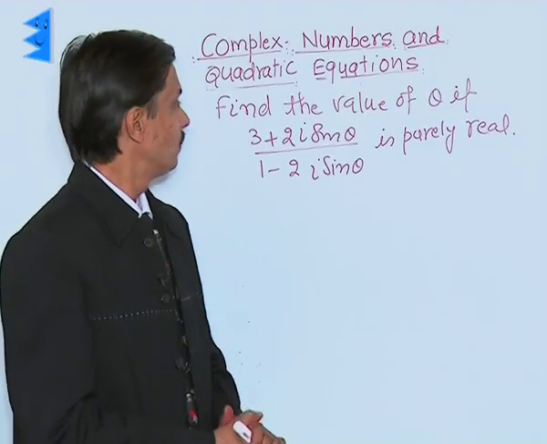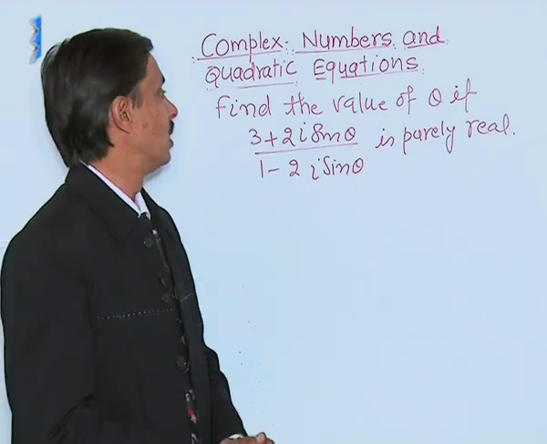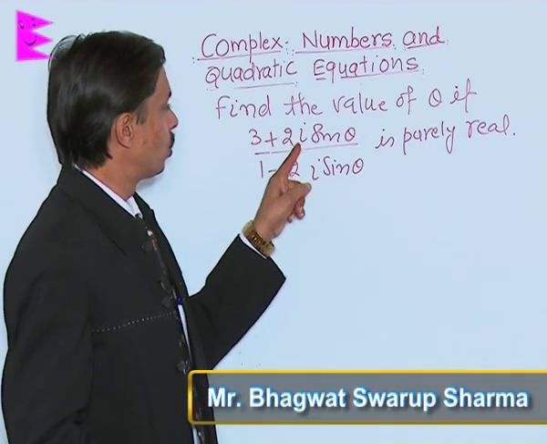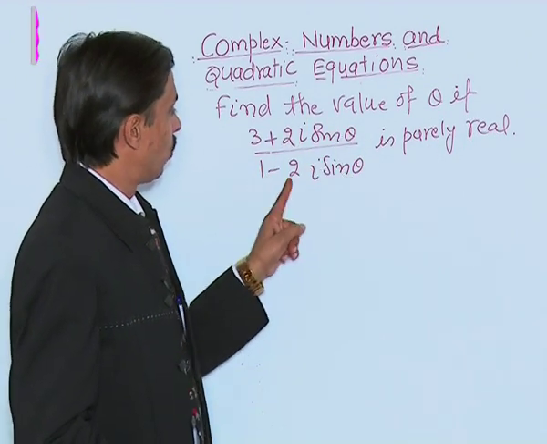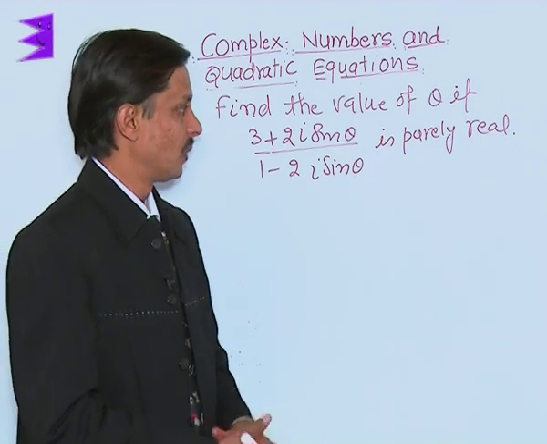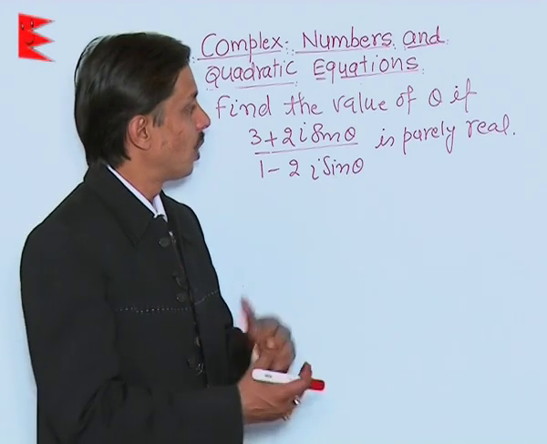Now the next problem, where the value of theta is required under some condition. Find the value of theta if (3 + 2i sin θ)/(1 − 2i sin θ) is purely real. It's not a complex number, it has to be real. For what value of theta?